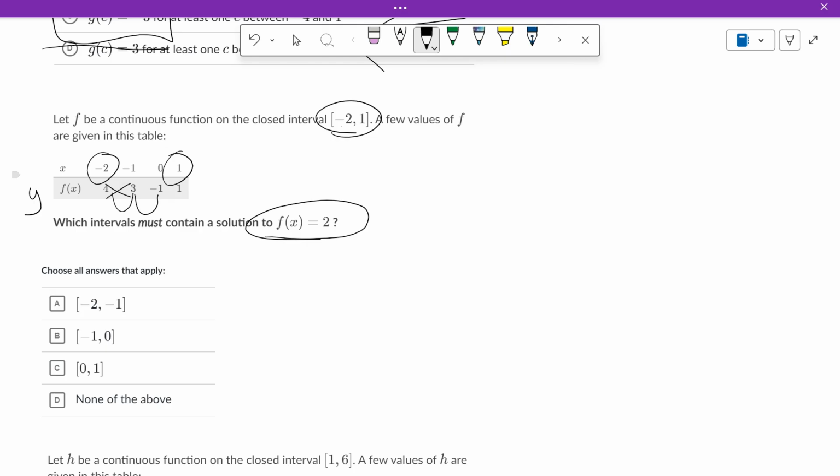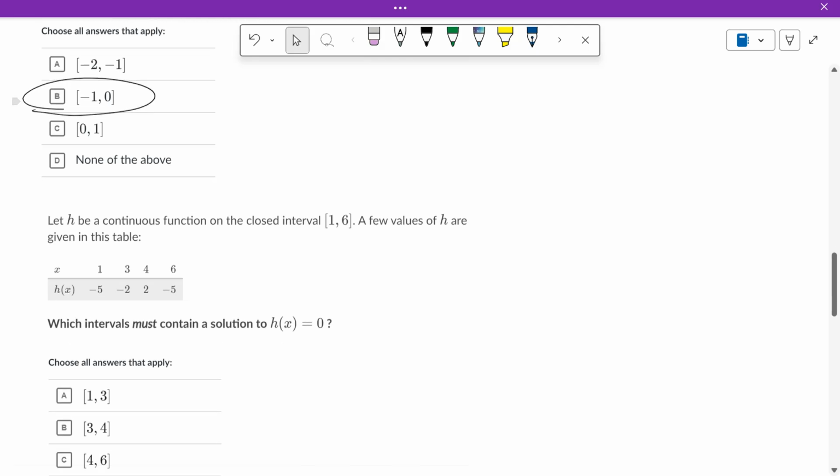Does 3 to -1 have to contain 2 if it's a continuous function? Yes, it does. Does -1 to 1 have to contain a 2? No. So it's just the -1 to 0 is the only one that works for that one.